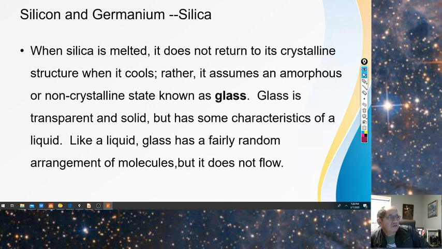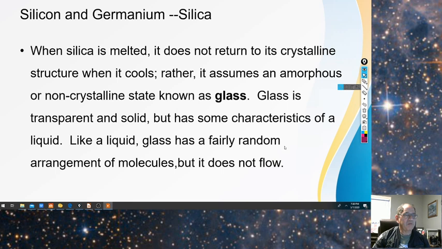And then when silica is melted, okay, so know how we make glass. How do we make glass? And properties. So that's basically what this chart tells you. Properties and how we make it, sort of. We melt silica down. When it cools, it becomes this amorphous and non-crystalline state known as glass. It's transparent and solid, but it has some characteristics of a liquid. Okay, so does not flow.